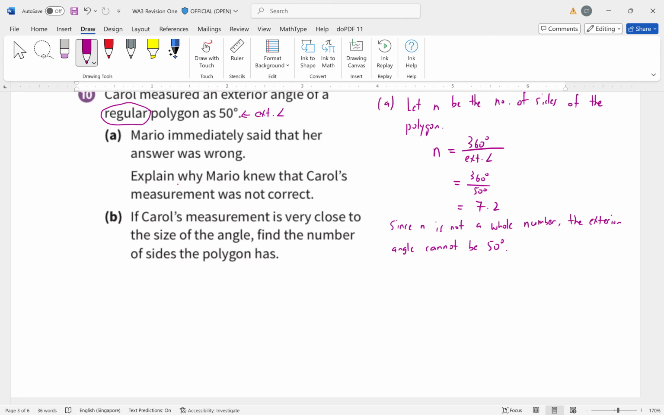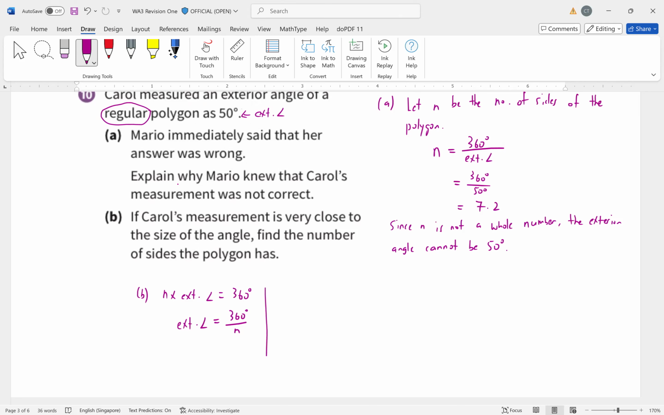Okay, find the number of sides the polygon has. Okay, so we know that the number of sides times the exterior angle, right, will be 360, right? Okay, so now what we will do is we want to find out the number of sides the polygon has, right? So I will adjust the equation to look like this. Okay, then now what we are going to do is we are going to actually do something like a trial and error. We're going to sub different values of n inside, right? and find which one gives us the exterior angle that is closest to 50.